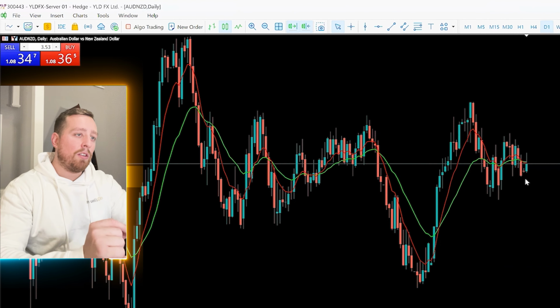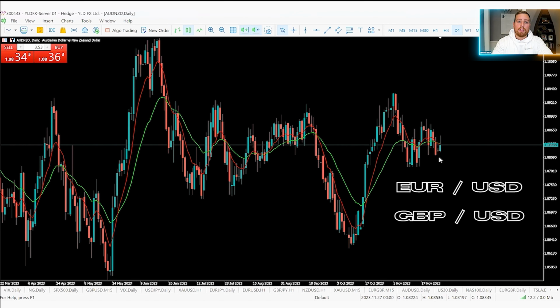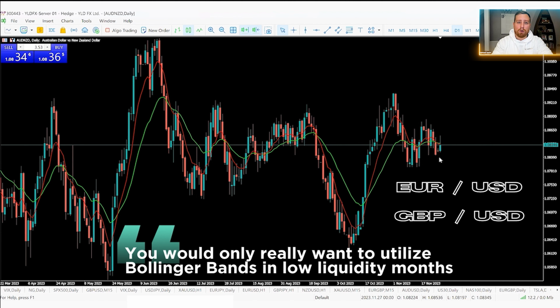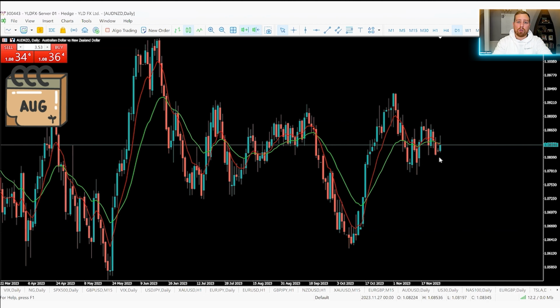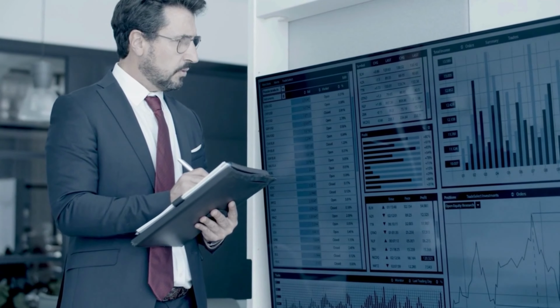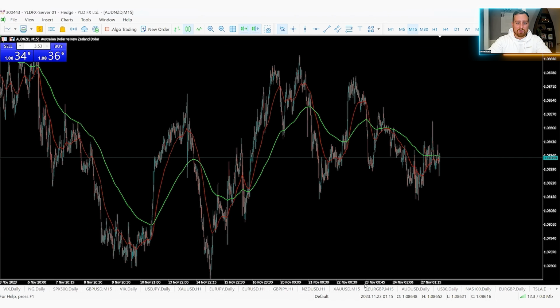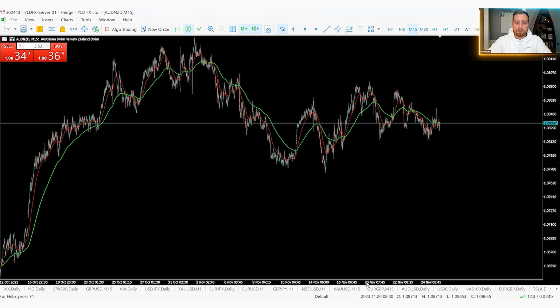If you are looking to trade major pairs, such as Euro dollar or pound dollar, then you would only really want to utilize Bollinger Bands in low liquidity months, such as August or December and January, when most bankers are away and not at their desks trading. We're going to come down to the 15 minutes, and you can see just how choppy this really is over the last few days.